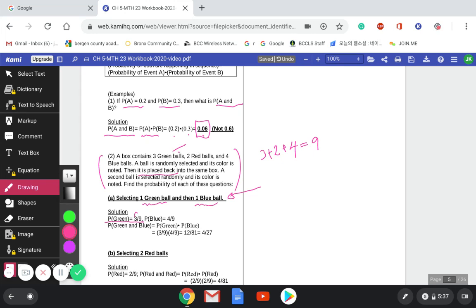And since it's an independent event, the second case is choosing a ball which has a blue color. Since there are 4 blue balls, that probability will be 4 out of 9. So if you select sequentially one green ball and one blue ball, it would be 3 of 9 multiplied by 4 of 9. So it will be 12 out of 81. Okay? So that will be your answer at this point.